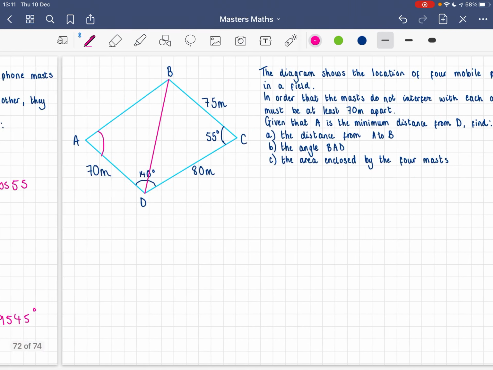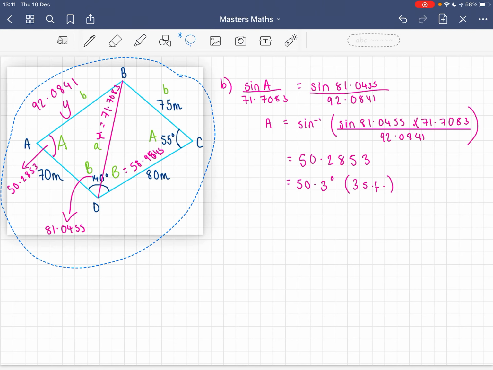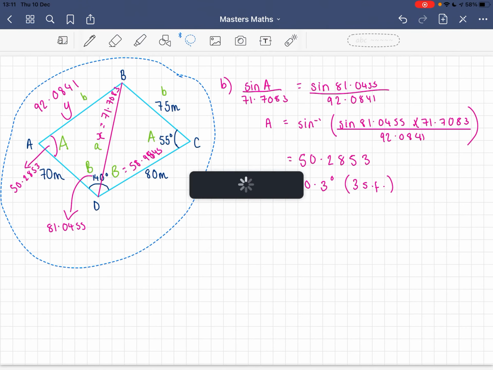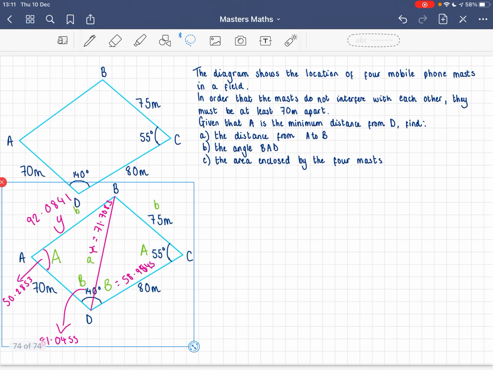Okay. I'm going to write this angle in. I'm going to put it on the outside because I was starting to run out of room. 50.2853. I'm going to copy this diagram with all my information on, and I'm going to use it to answer the last part. So the last part is to find the area enclosed.